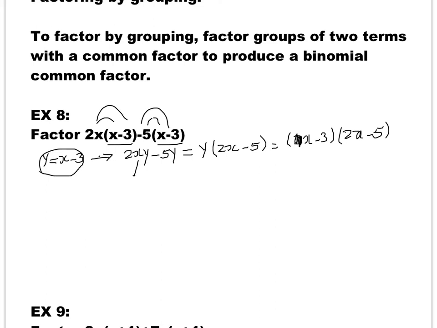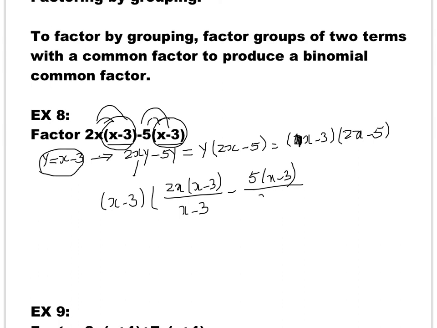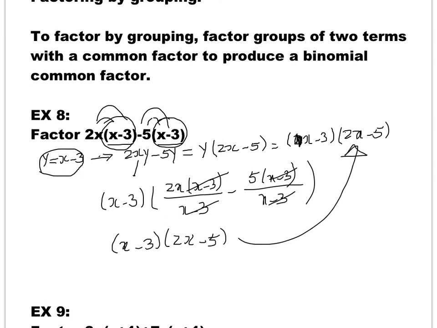Now, without introducing a new variable y, we could do this one in the first shot. We can see that x minus 3 is common between these two terms, so I can factor out x minus 3. Now I'm going to divide the first term by x minus 3 and the second term by x minus 3. So the first term becomes 2x times (x minus 3) divided by (x minus 3), minus 5 times (x minus 3) divided by (x minus 3). Now, in the first division, x minus 3 cancels out with x minus 3. In the second division, x minus 3 cancels out with x minus 3. And I'm going to end up with (x minus 3) times (2x minus 5), which is exactly what we got last time.